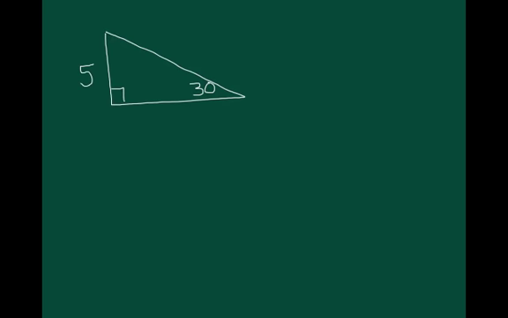We recall that in a 30, 60, 90 degree triangle, the side opposite 30 is a. In order to find the hypotenuse, we simply double that, because the hypotenuse is 2a. So this would equal 10. And then the side opposite the 60-degree angle would be a root 3, which would equal, of course, 5 root 3. So now you've solved the 30, 60, 90 triangle.